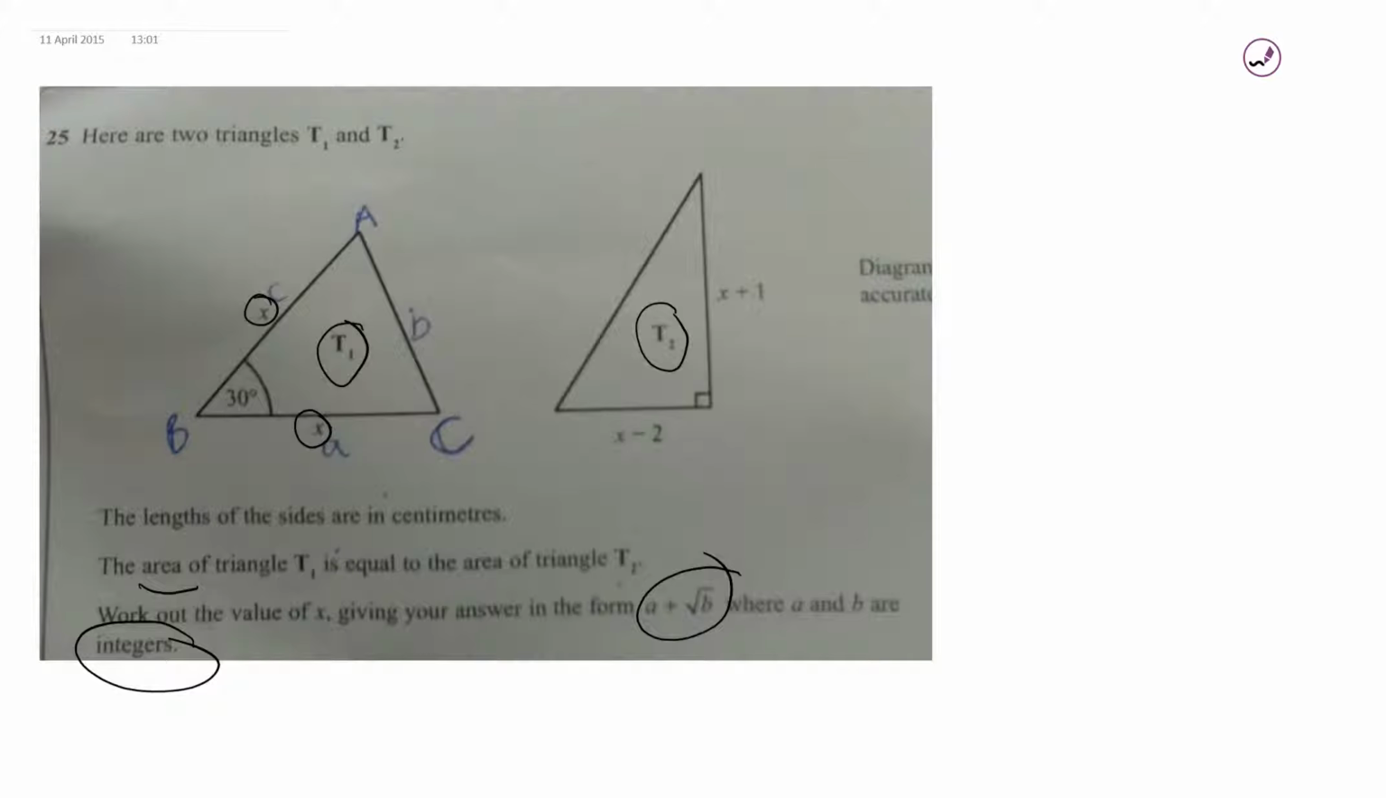Okay, so let me. Actually, I think you know most of this. I think there's a bit of confidence we need to gain here. So why don't you start me off? Because you know a lot of the stuff that will help you here. So what did you do? Well, first I did T2. I did x minus 2 times x plus 1, divided by 2.